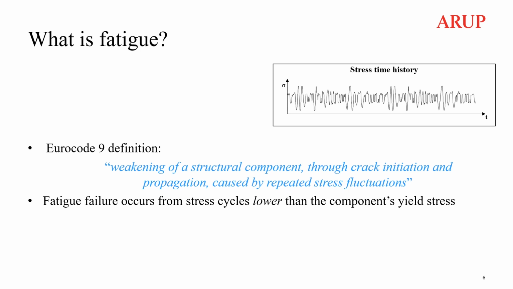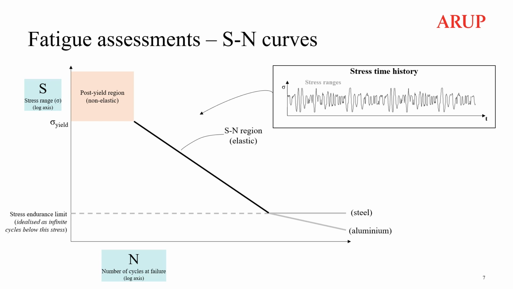These amplitudes may be significantly lower than the component's yield stress, but component failure due to fatigue can occur after a large enough number of small amplitude stress cycles. This stress time history can be assessed using a material-specific SN curve, where the S-axis represents each stress range present in the time history, and the N-axis represents the number of cycles of that particular stress range for failure to occur.